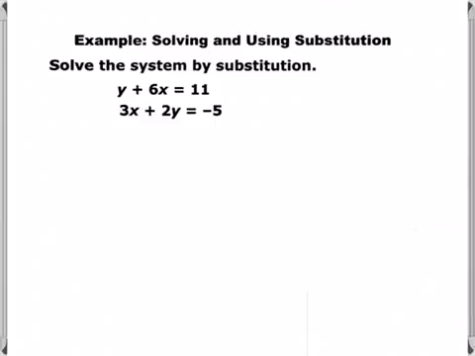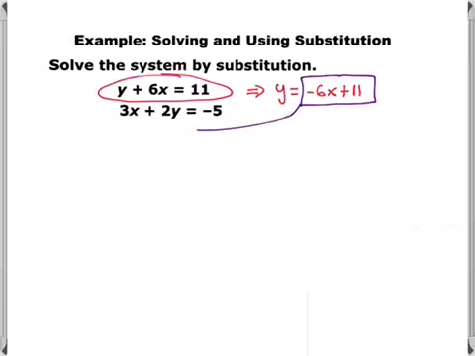Next example, y plus 6x equals 11, and 3x plus 2y equals negative 5. I'm going to solve the first equation for y or get y by itself so I can substitute into the second. And in order to do that, I'm going to have to subtract 6x from both sides, which changes my equation into y equals negative 6x plus 11. Now I know what y equals, I can take this value and sub it in for y in the second equation.